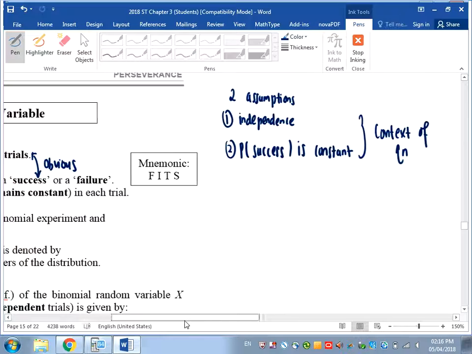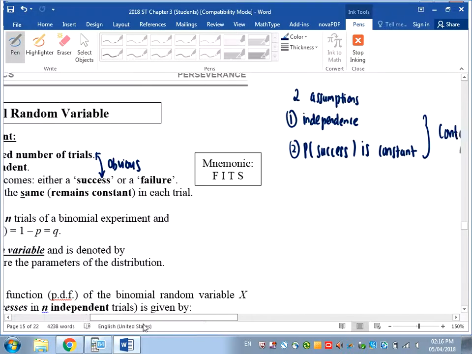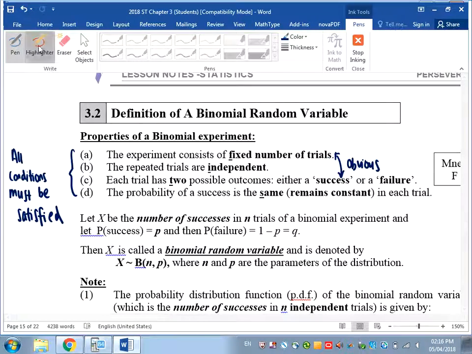Then therefore help me to highlight this. Statement B and statement D. These two are very important. And I repeat again, this is a very common type of question. Usually it's 1 mark or 2 marks.